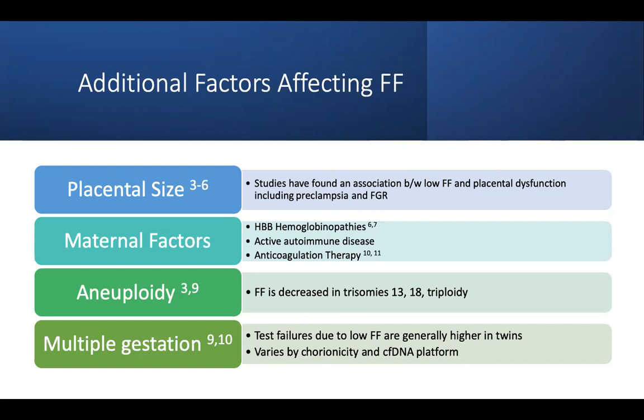We also know that certain medications, specifically low molecular weight heparin or Lovenox, tend to have lower fetal fractions and higher no-call rates. And that's because there is a reduction in the amount of cell turnover from the placenta. Fetal fraction has also been consistently shown to be lower in pregnancies who are affected with an aneuploidy, as well as in multiple gestations.